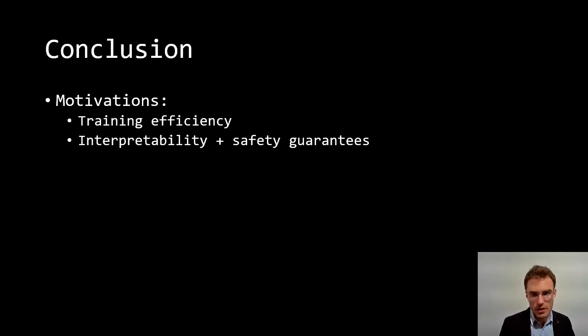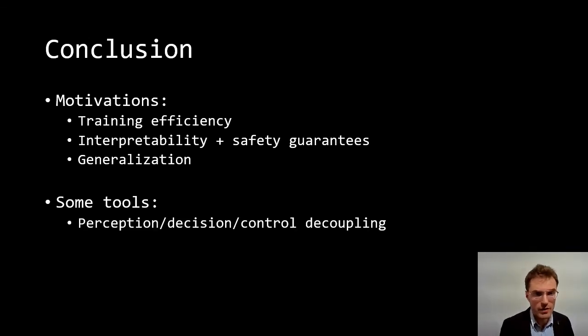The second one is about interpretability. Now it becomes a must together with safety guarantee. And the third one is you want to generalize both in terms of scenario and then move from simulation to reality. And the tools that I have mentioned: decoupling the task. You first want to learn to see, decide, and control, at least see and control separately. That's beneficial for the training efficiency as well, makes the task easier.